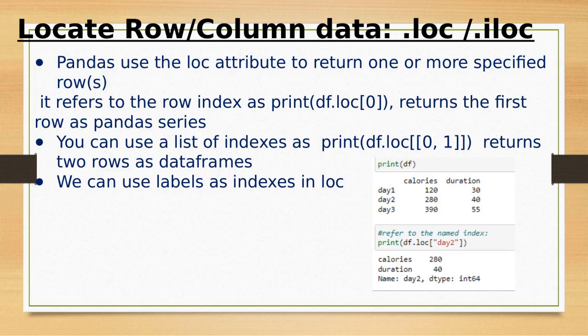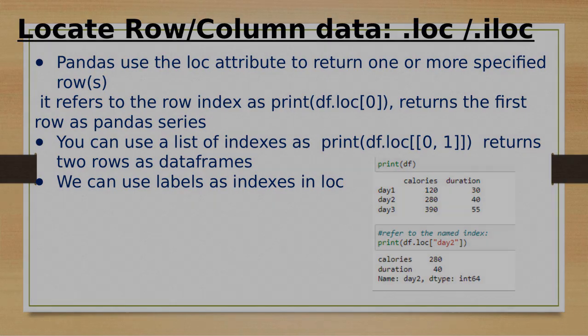df.loc["day 2"] retrieves the row whose label is day 2. This makes the code much more readable because we can use meaningful labels instead of remembering row numbers. Remember this important point. Selecting a single row returns a series. Selecting multiple rows returns a data frame. Throughout data analysis, .loc is frequently used to filter records, retrieve specific observations, and work with labeled datasets.